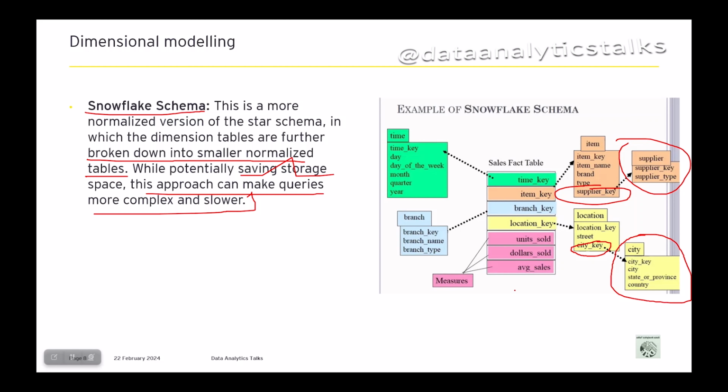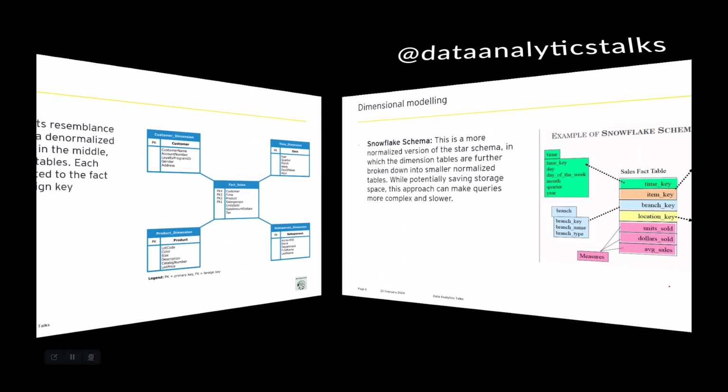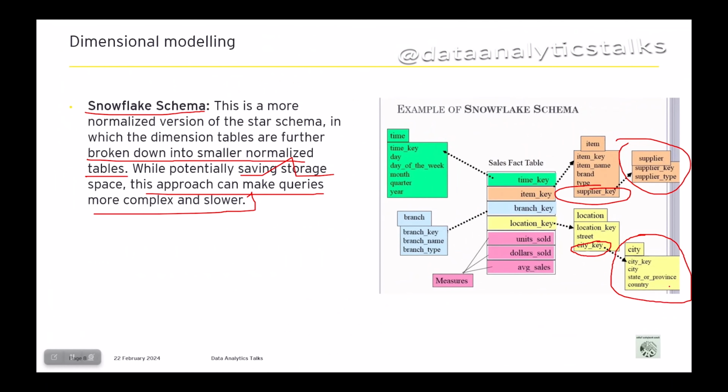And because of that, it can be more complex and slower because there should be a join between the dimension tables. So if you ask which is better, which is more followed, that is the star schema rather than the snowflake schema. Okay, we'll see how to implement the star schema and snowflake schema using Erwin.